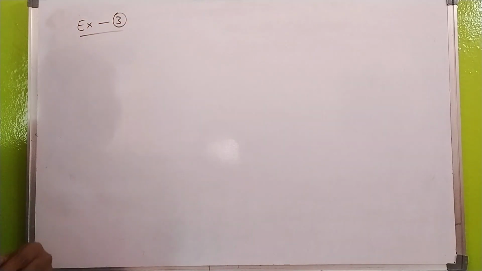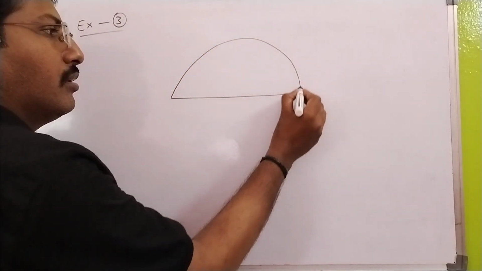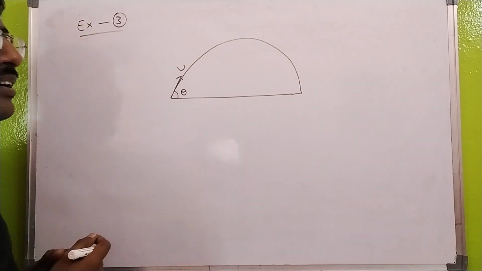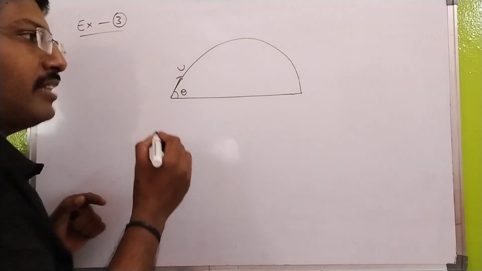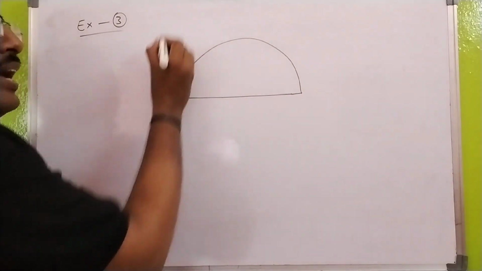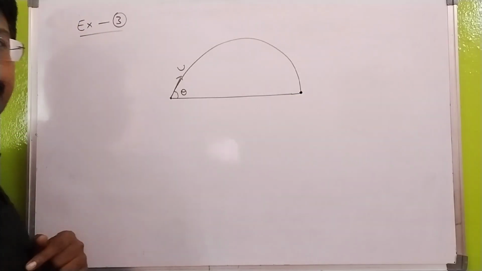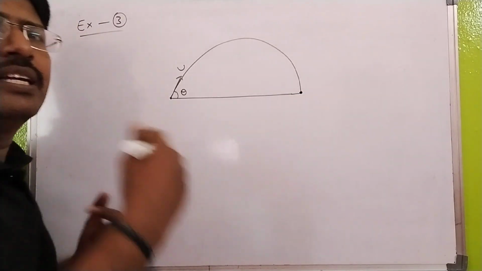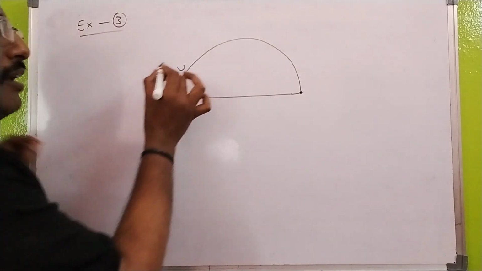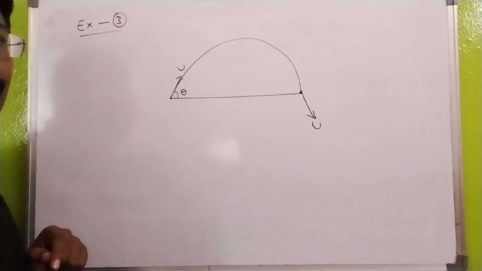Third example. See here, this is the ground. I throw the ball with initial velocity u at an angle theta. During the time of flight, in the xy plane, this is the x-axis and this is the y-axis. If I throw the ball, after t seconds it reaches the same plane. Now, very important: the initial velocity has magnitude u. After that, it also has the same magnitude u, but in the opposite direction.